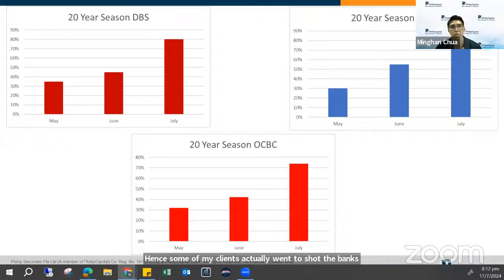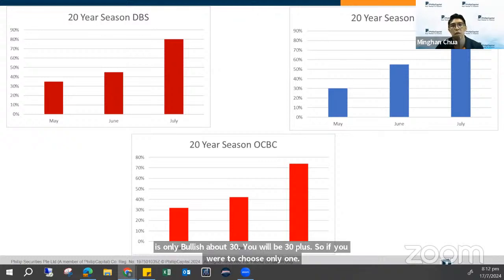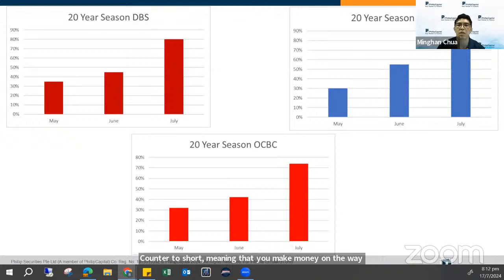These charts show the percentage of bullishness in each month over the past 20 years. So you can see from the charts, right? In May, DBS is only bullish about 30%, UOB 30%, OCBC 30+%. So if you were to choose only one counter to short, short meaning that you make money on the way down, which counter would you choose looking at the percentage? Which one would you be more keen to short? Can you let me know in the comments? Is it DBS, UOB, or OCBC?